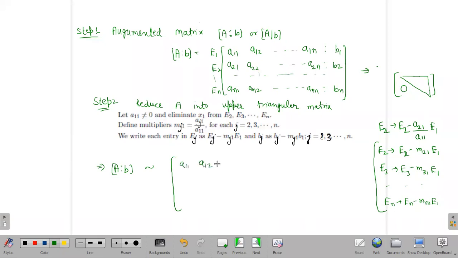A11, A12, A1n, B1. So this will be 0. A22. So these entries will change. Obviously, if you are applying the operation, that operation will affect these elements also. So A32 star, A2n, I'm giving another notation to these numbers. These entries will change. Sorry, it should be 2, 3.